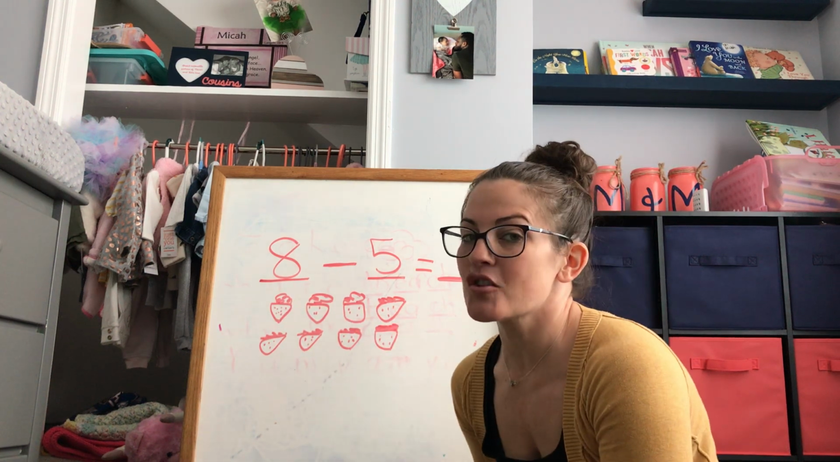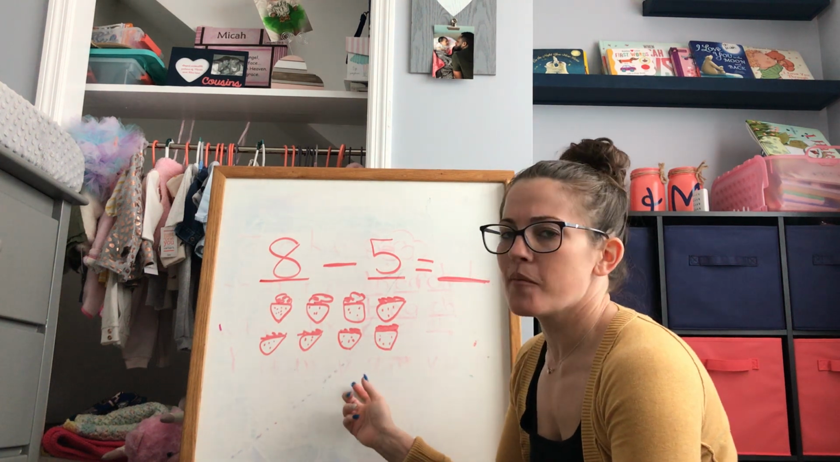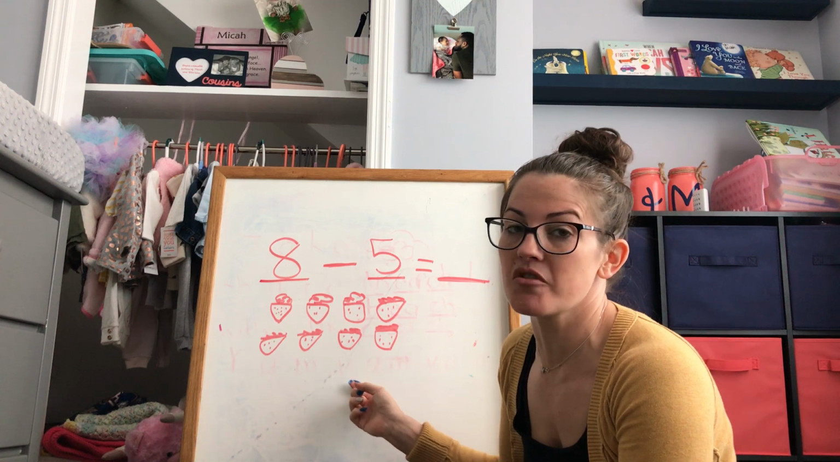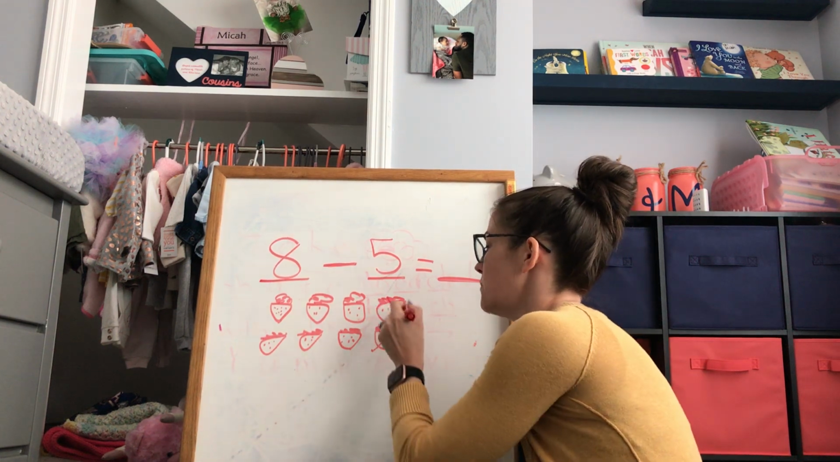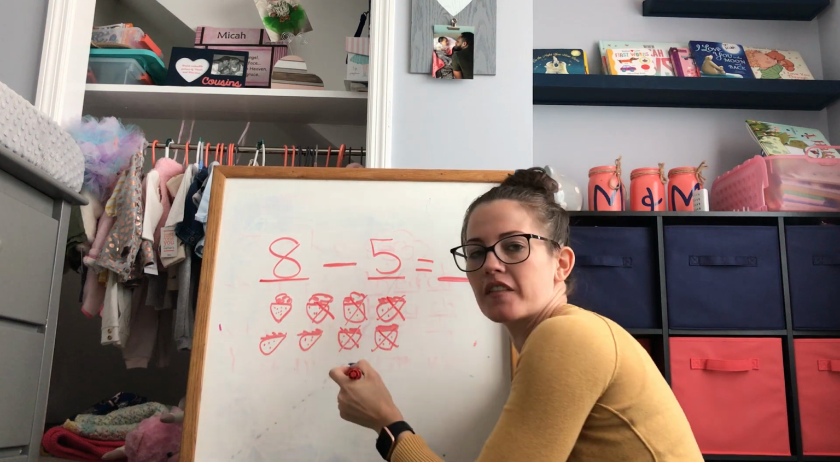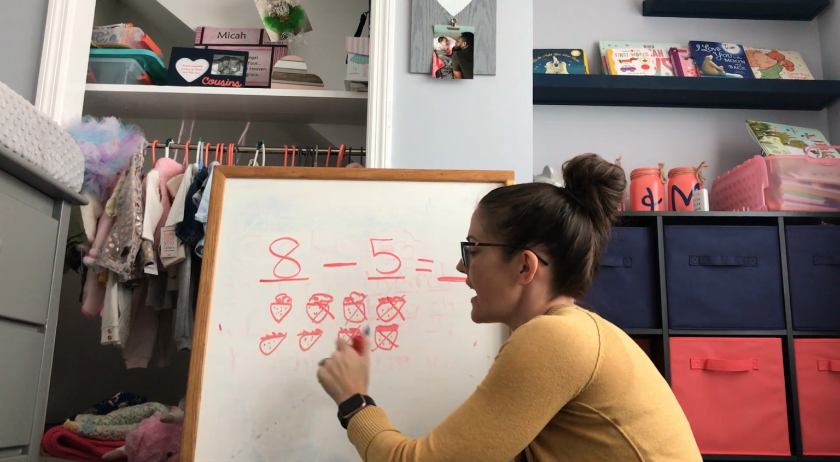Okay, he had 8 strawberries. He got hungry. He ate 5. Do I draw 5 more? I'm going to take away 5, and I'm just going to do that with crossing out. Yum, yum, yum. 1, 2, 3, yum, 4, yum, 5. So he had 8 minus 5. He ate 5 of them.